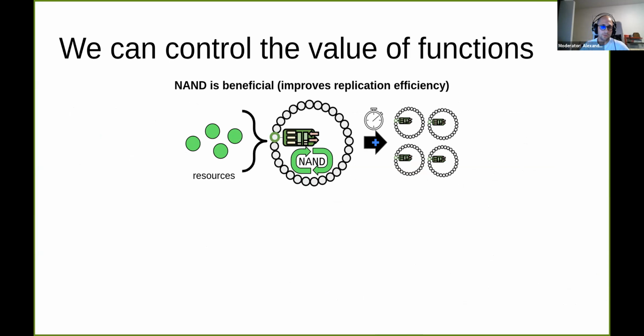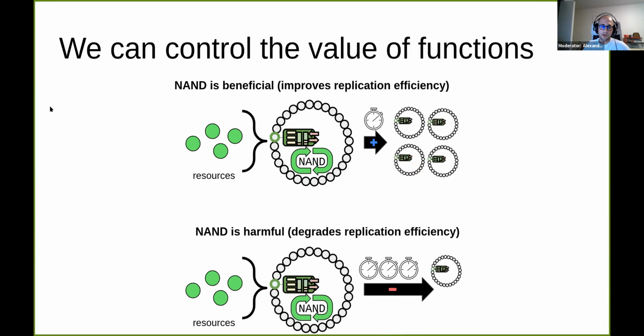With Avida, we can control the value of these functions in the environment. In that example, NAND, this computational function, was beneficial. If an organism performed it, it improved its replication efficiency. But we can also set up the environment so that NAND is harmful. If you perform a NAND, it actually degrades your ability to self-replicate.